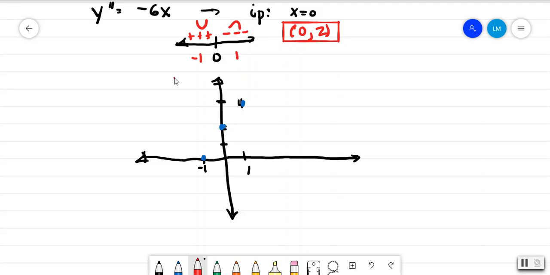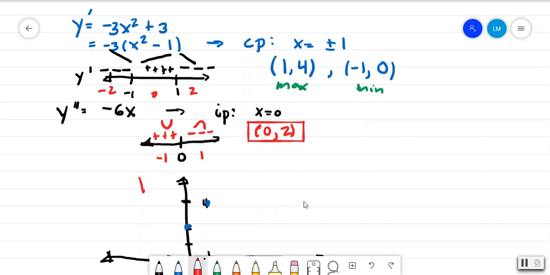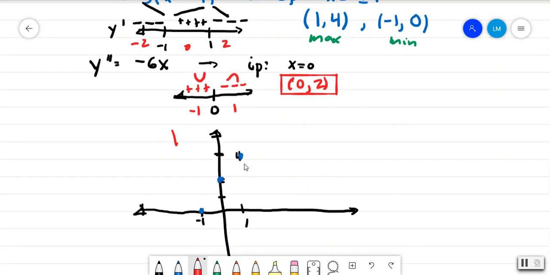Okay, so we have the graph. Let's do this again. So what do we have? We have negative 1, 0, and we have 1, comma 4, but then we have 0, comma 2. So this has to be concave up. So, let's see.